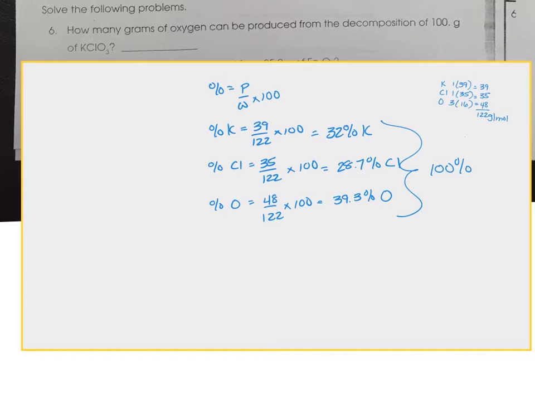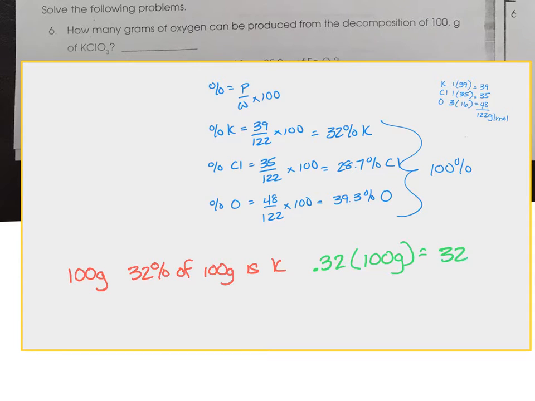If we have a 100 gram sample, and 32% of that 100 gram sample is potassium, then we can just do the math. We can take 32% of 100, which is going to be 32 grams. So if you want to know how to do the math, you could just do 0.32 times 100 grams, which is going to equal 32 grams of potassium. You can do the same thing with the chlorine and the oxygen.